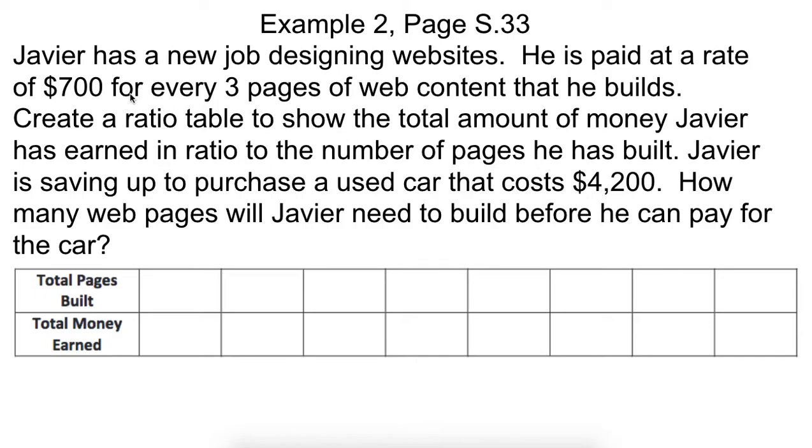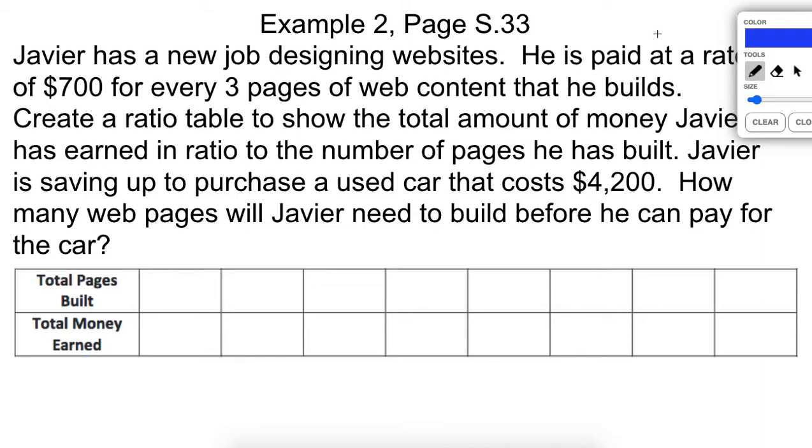So Javier has a new job designing websites. He is paid at a rate of $700 for every 3 pages of web content he builds. Create a ratio table to show the amount of money Javier has earned and the number of pages he has built. Javier is saving up to purchase a used car that costs $4,200. How many pages must Javier build before he can pay for the car?